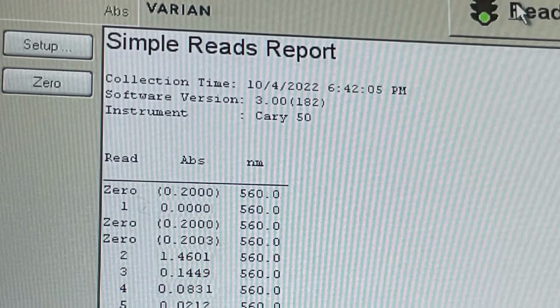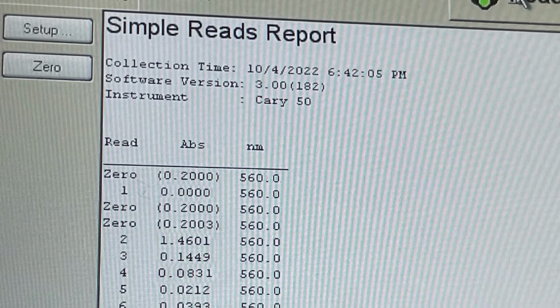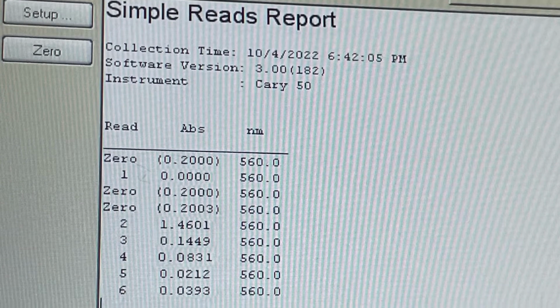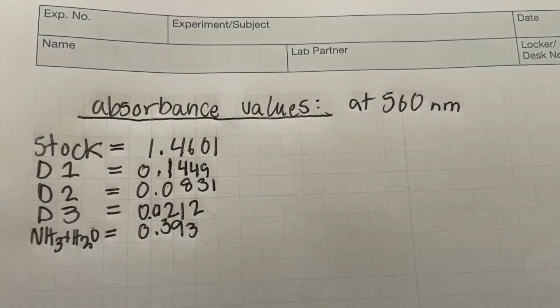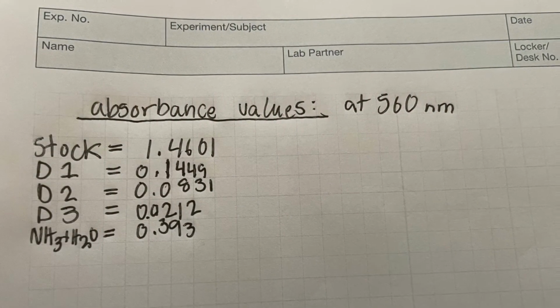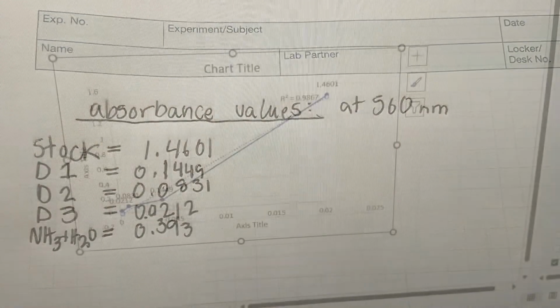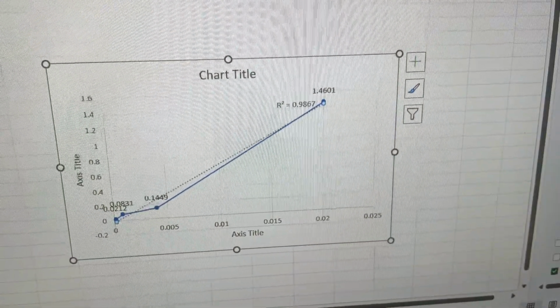Here are our total values starting with 0, then the stock, dilutions 1 through 3, and ammonia with water. We found our absorbance values to be ranging in descending order with every dilution. Here's the chart we made with our values.